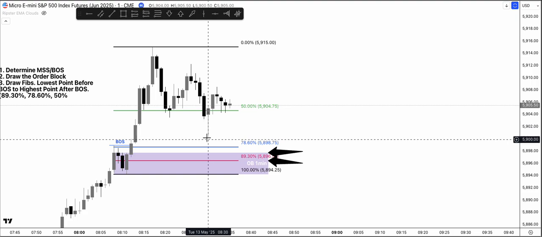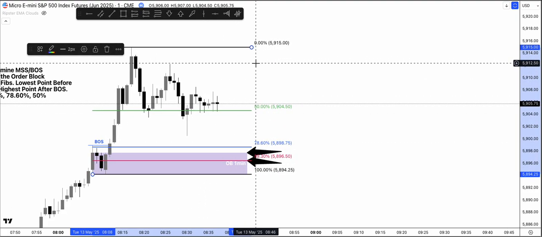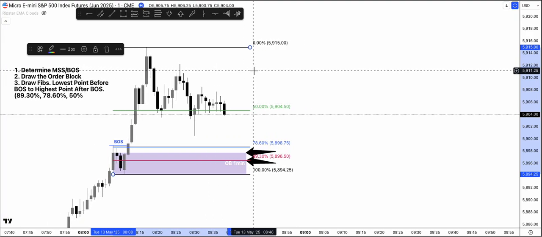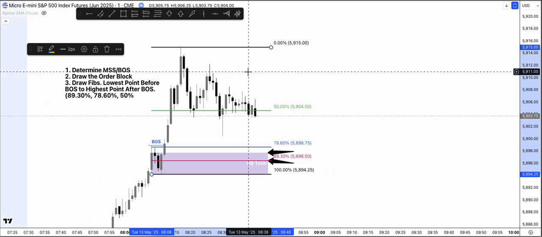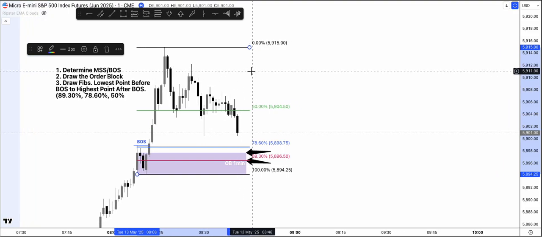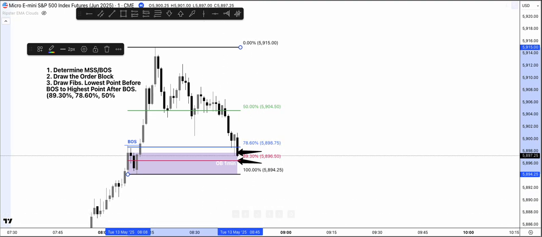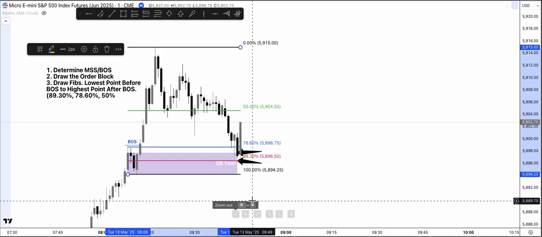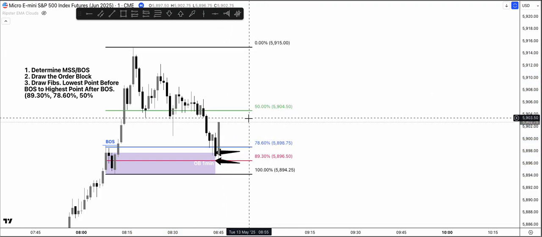Lower low, lower high, lower low, lower high. Hopefully we'll continue to push down. All right, right now, let's continue. I'm just gonna shift it a little bit here. All right, so what happened?